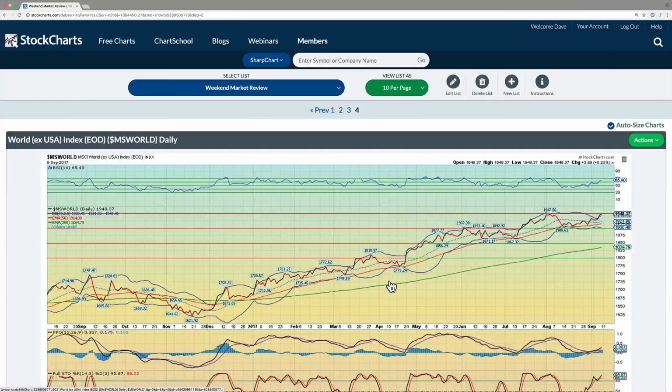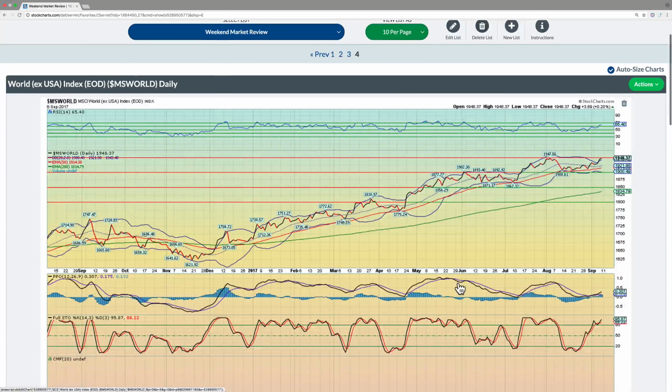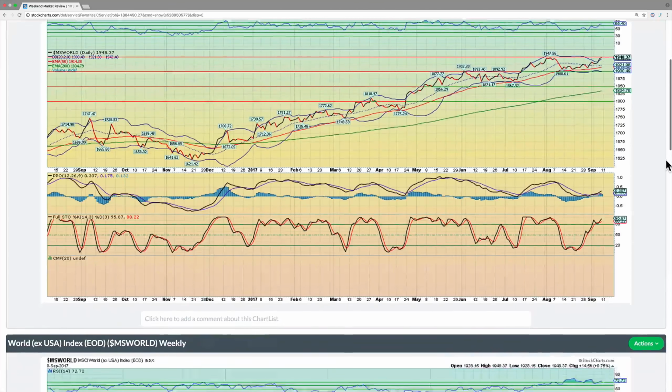Finally on our list is the World ex-US chart here. I mean, the world stocks look fantastic. We've been pointing out for a long time, world versus US ratio charts have suggested that we're in a new bull market of world stocks versus US stocks. Now, this is where you want to be. But at the same time, I wouldn't be surprised if we start pulling back. Look, we've got this double top on the daily, but RSI has not matched the previous highs, which is this negative divergence, which ultimately will result, in our opinion, in a correction.